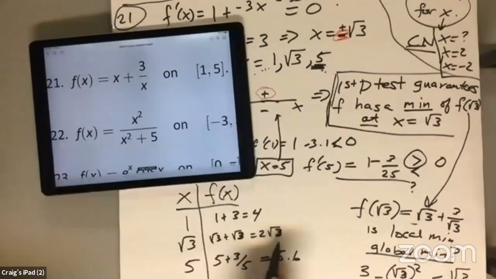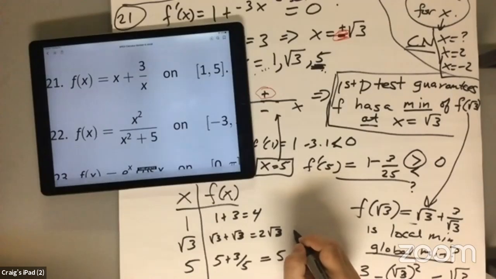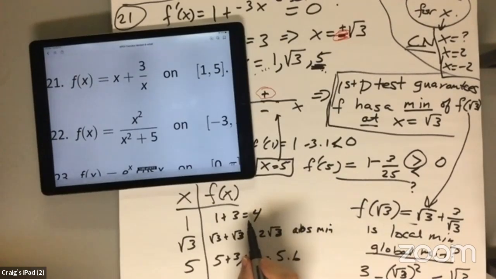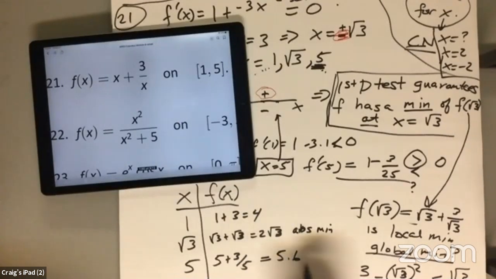No, sorry, 1.7 squared. Okay, it's 3. So this is the smallest. So this is the absolute min. This one's not an absolute min, but this is the absolute max. So this is the absolute max. This is the absolute min.